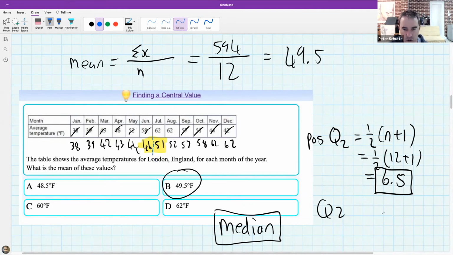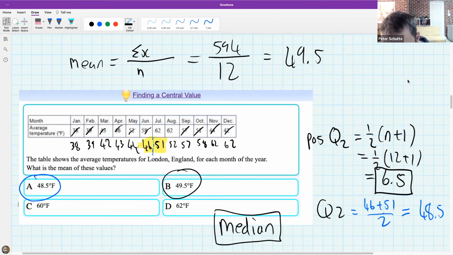Okay, what we need to do is add the two numbers together, so 46 and 51, and divide by 2. And what answer is that going to be? Which of the 4 options? It's going to be option A. So it'll be 48.5. That one there.